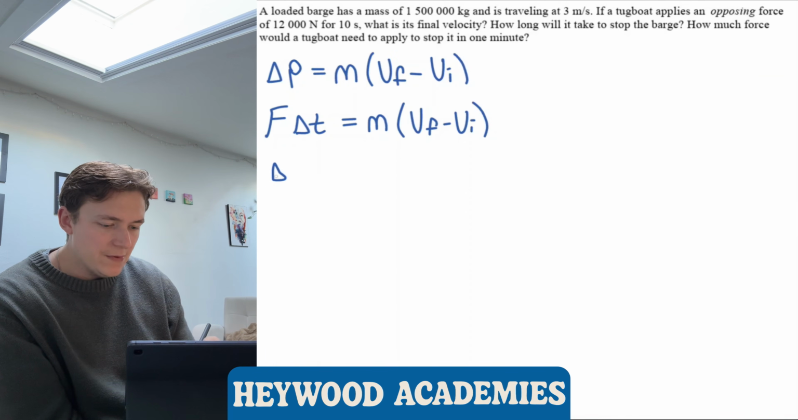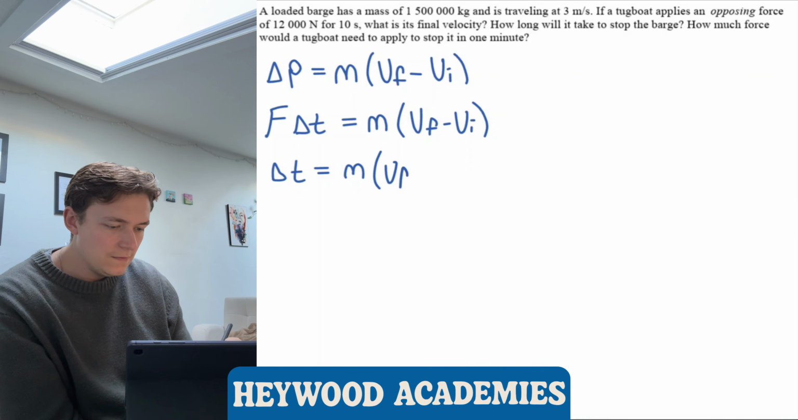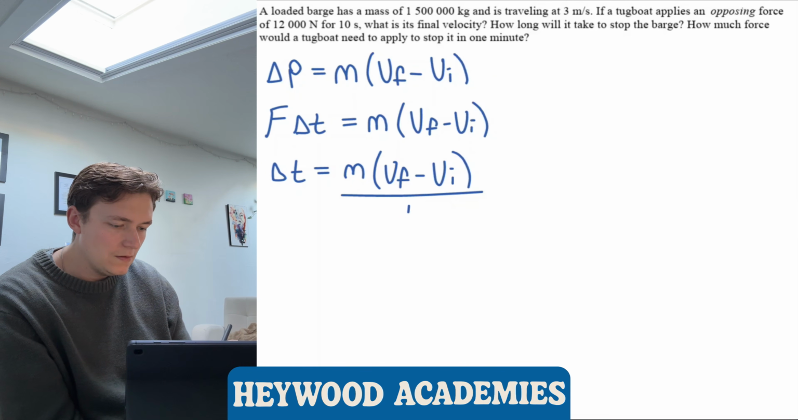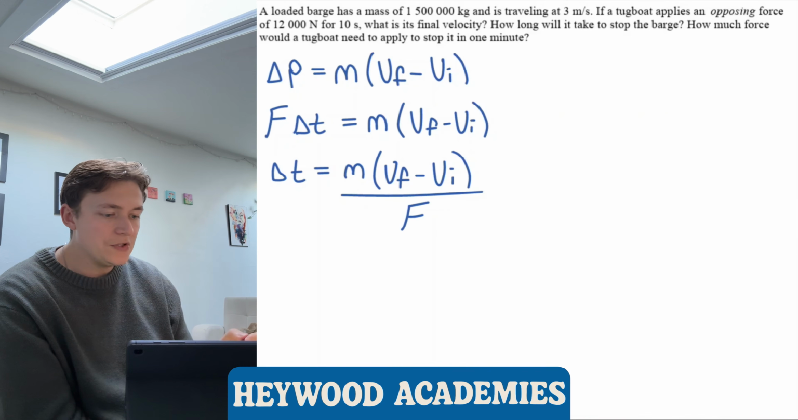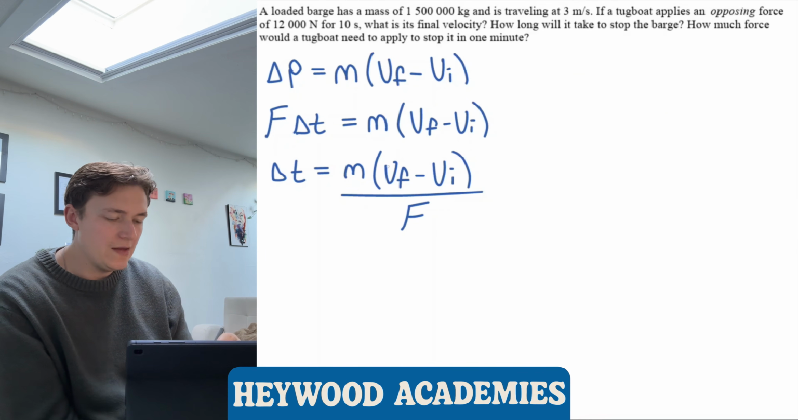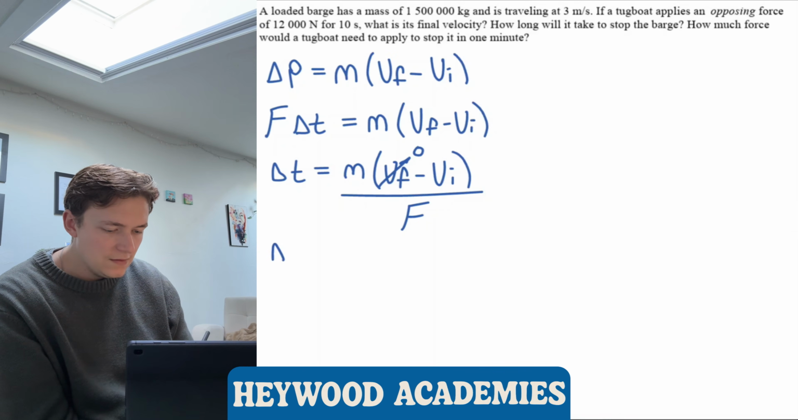So if we divide both sides by the force, we'll get mass times V final minus V initial over the force. Now we want to stop the barge fully, so that means that our final velocity should be 0 in this case. So we'll get delta t is equal to m times negative vi over that force.